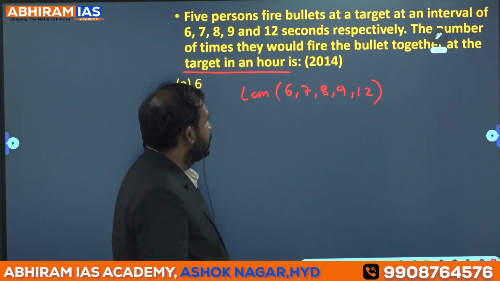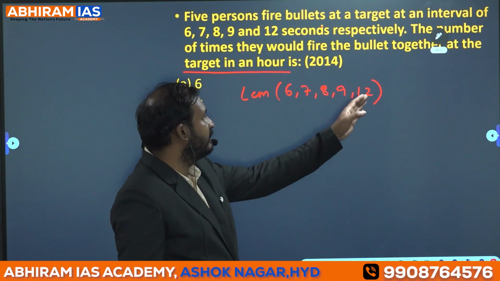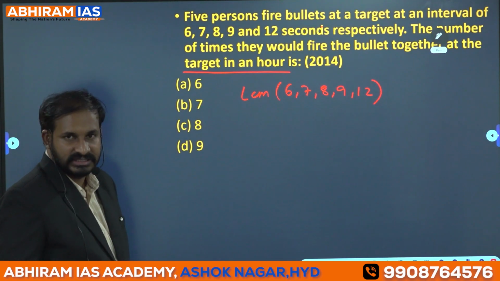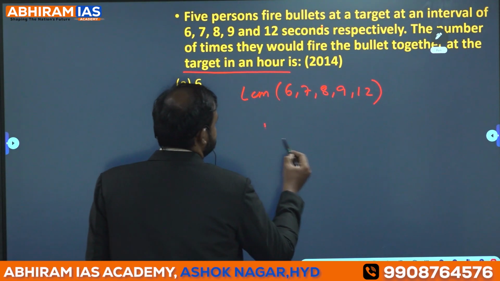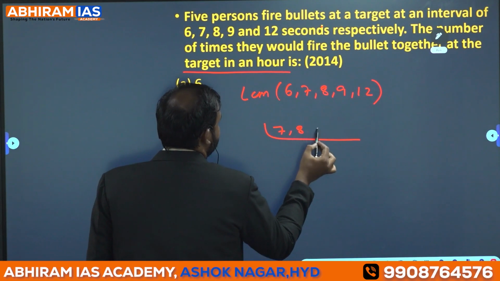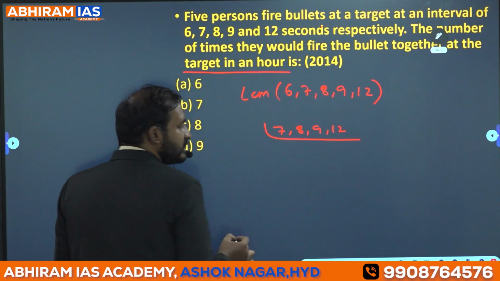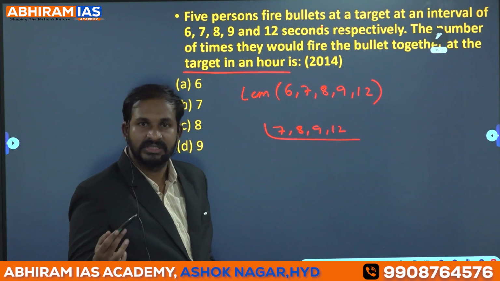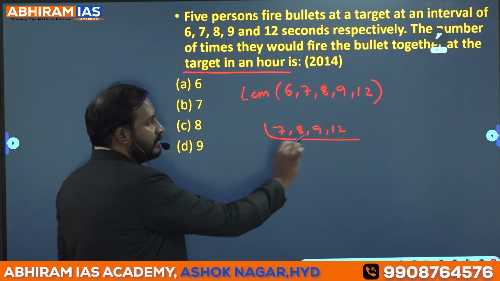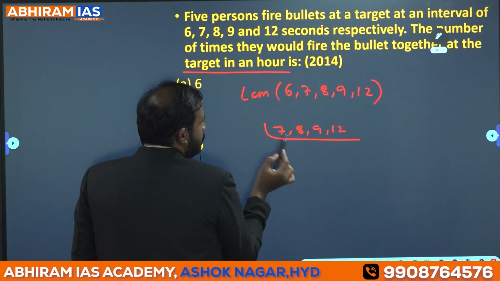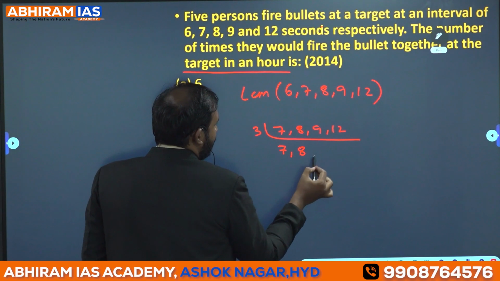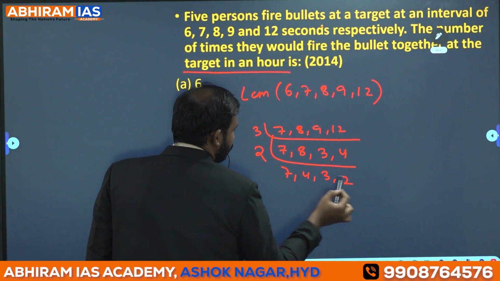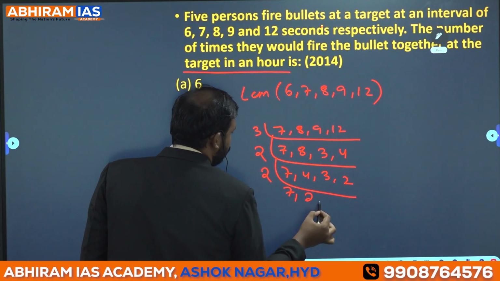See here students, no need to include this 6. The reason is, anyway 12 is a multiple of 6. You can eliminate that 6, or else you can use that 6, but it is a waste of time adding it anyway. So that is the reason I will find the LCM for 7, 9 and 12. The only reason here is, anyway 12 is a multiple of 6, so you can eliminate that 6. Already the multiple is there, right? So now, next in the 3 table: 7, 8, 3 and 4. Next 2 table: 7, 4, 3 and 2. Next 2 table: 7, 2, 3 and 1.